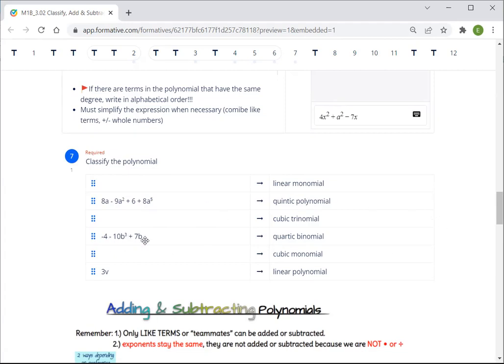This one we see the highest degree is a 3, so that's cubic. And if I count the number of terms, that's 1, 2, 3 terms, which is a cubic trinomial. And lastly, my degree on the V is 1, so that means it has to be linear, and it's only 1 term, so it's a monomial.